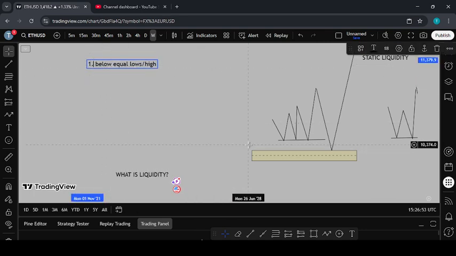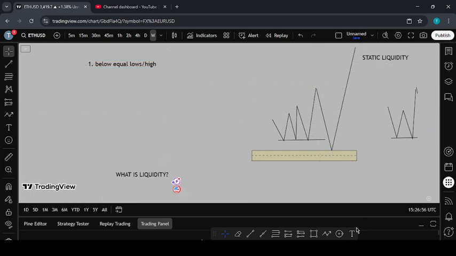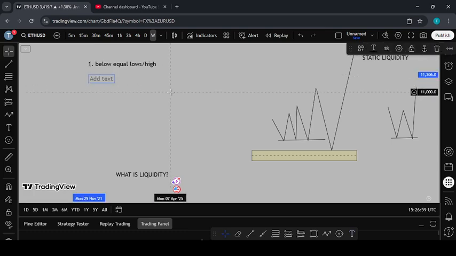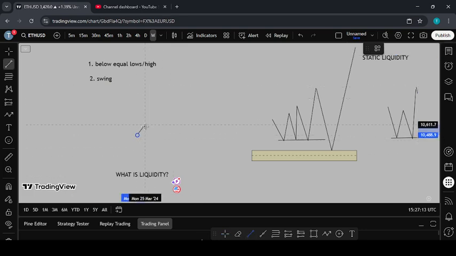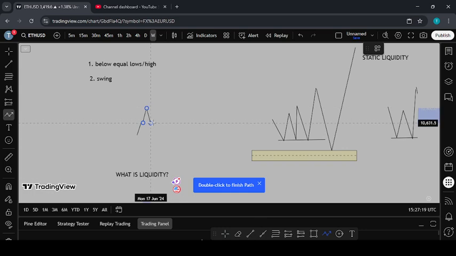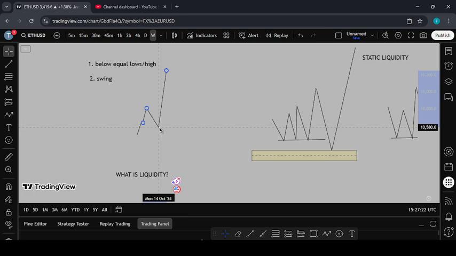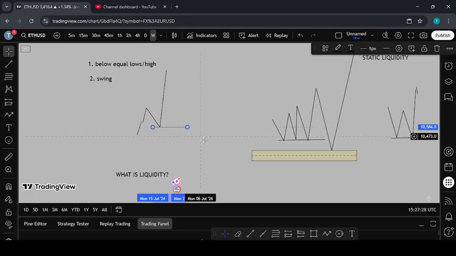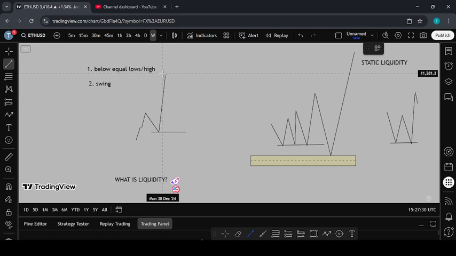First one I said below swing highs and swing lows, for the below equal lows and equal highs. Second, you can define static liquidity at swing highs and swing lows of the daily chart, the weekly chart, monthly chart. For example, if the market did a swing like this, and this is on the daily chart, so below this swing, previous day low and previous day high, there's always static liquidity.